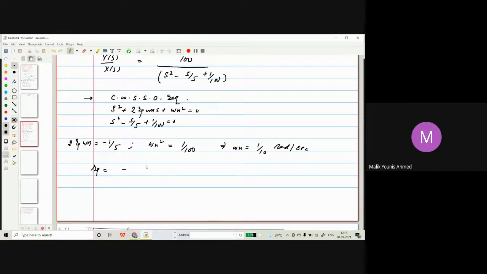So that should be minus 1 by 5. Okay, xi we have. Have we got xi or not? Sorry, xi will be minus 1 by 5 into 2 into omega n, which is 1 by 10. 2 into 1 by 5, but that's minus, fine. So 2 by 5, 5 by 5 will cancel. That will be minus 1. Okay, I want to write it properly here, minus 1.